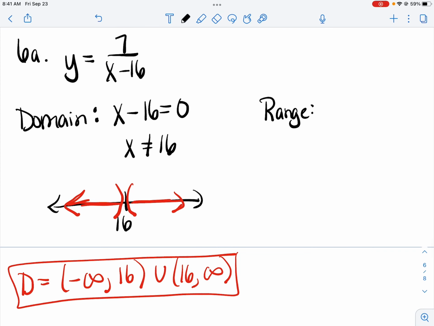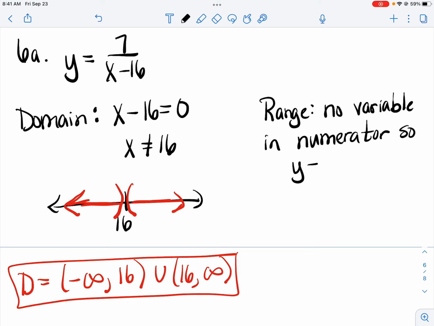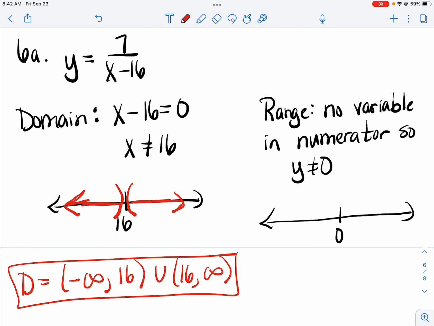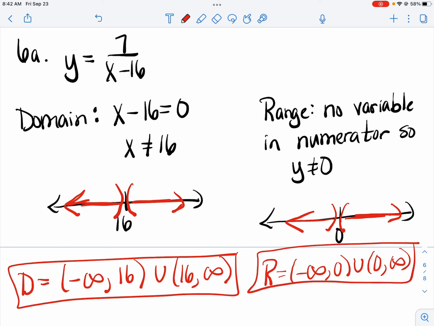Now for the range, I notice that there is no variable in the numerator. And if there's no variable in the numerator, then y can never be 0. And so I put my 0 on the number line. And again, if y cannot be 0, it can be anything less than 0 or anything greater than 0. And I have my parentheses at my 0. And so my range would be negative infinity to 0, join pieces with a union, and 0 to infinity.